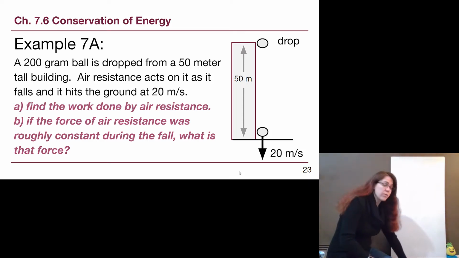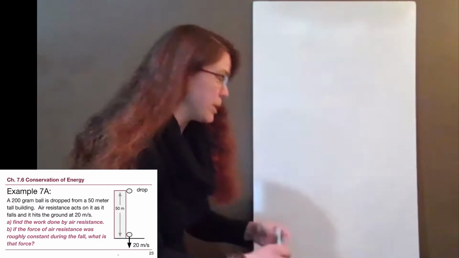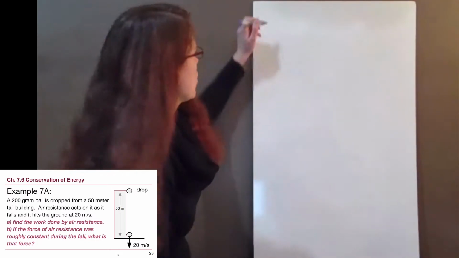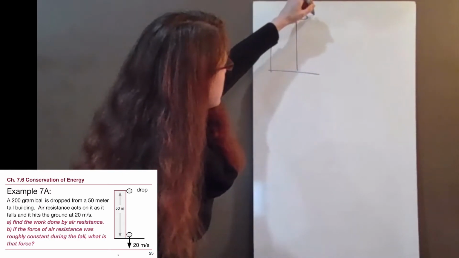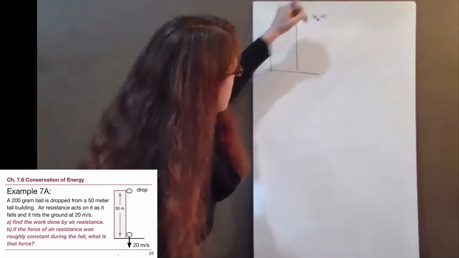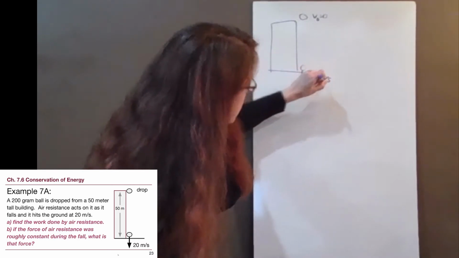So the first example we have, if we look at the picture, looks kind of like a Chapter 2 falling objects problem. We're going to drop a ball from rest, so it's going to fall with an initial velocity of 0, and our goal is to figure out what's going on for it to hit the ground moving at 20 meters per second. So we can start out by drawing a picture of the situation. We have a building, we have the ball, the initial speed is 0, and we know that at the ground it's moving at 20 meters per second.